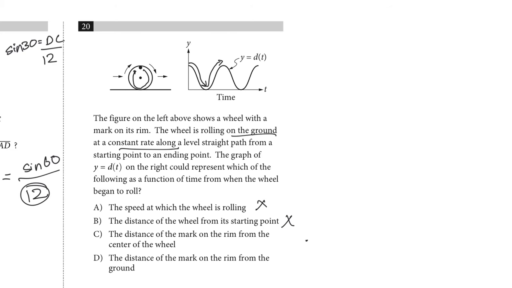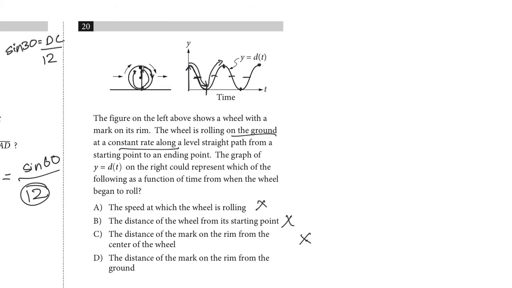The distance of the mark on the rim from the ground. So over here, it's maximum. It starts off at the maximum, right? And then it decreases. It will go over here, and then reaches rock bottom. Mark is over here, then it goes here, back on top. 1/4, half, 1/4, full. Could be, right?